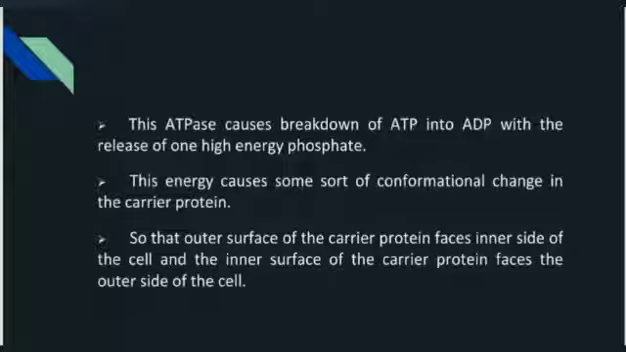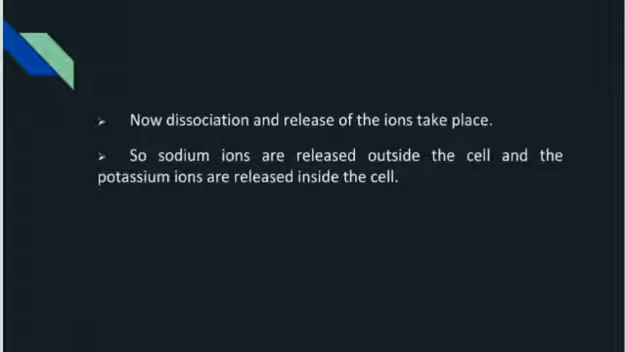This energy causes a conformational change in the carrier protein, so that the outer surface of the carrier protein faces the inner side of the cell and the inner surface of the carrier protein faces the outer side of the cell. Now dissociation and release of the ions takes place. So sodium ions are released outside the cell and the potassium ions are released inside the cell.